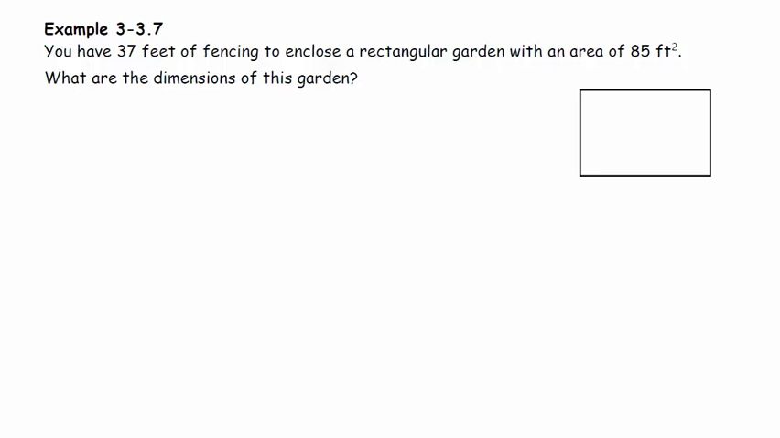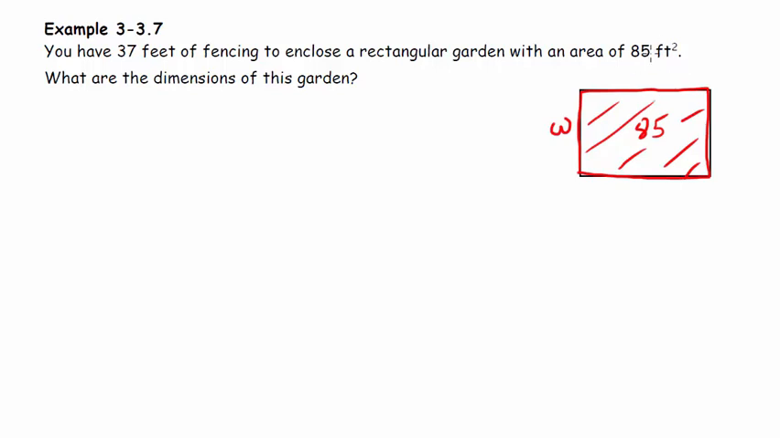Alright, so you have 37 feet of fencing to enclose a rectangular garden. So if I go around all 4 sides here, here, here, here, and here, that's going to be 37 feet. Okay, this garden has an area of 85 square feet. We want to know, what are the dimensions of the garden? Well, we're going to call this one width.